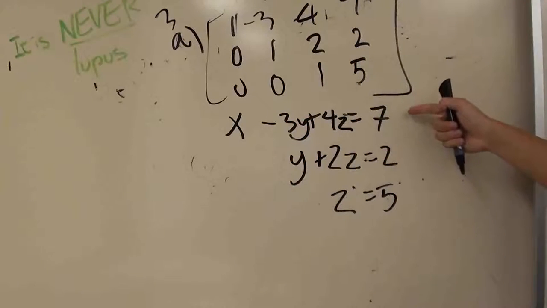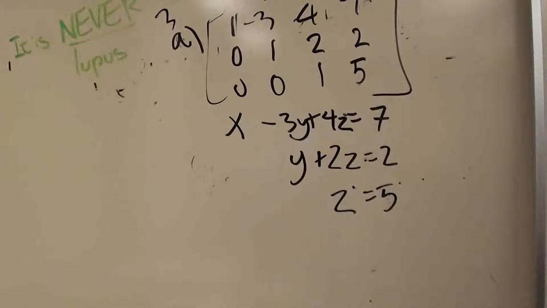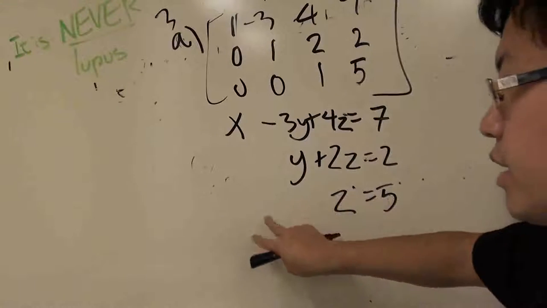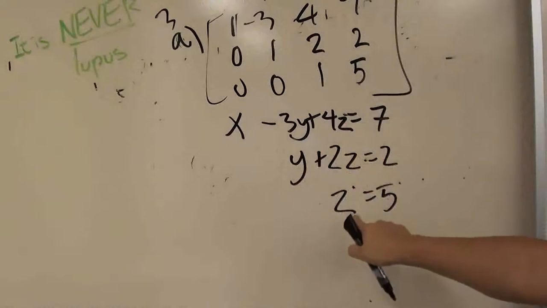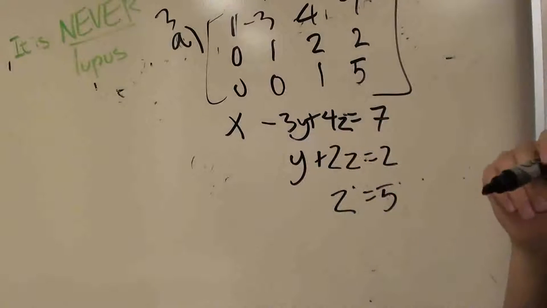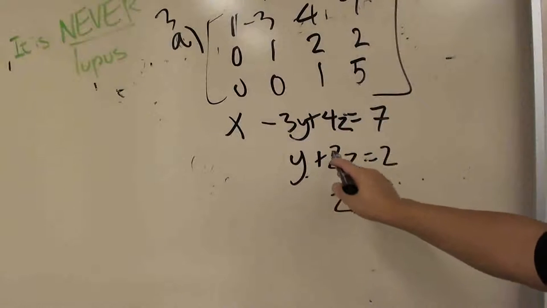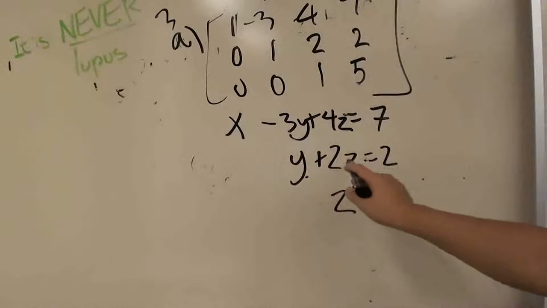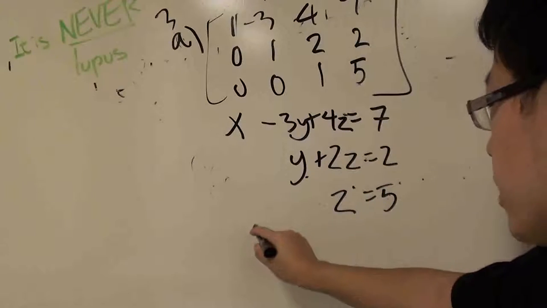The part where we actually get to solve these is what we call back substitution. But again, the name isn't really important, it's what you do, right? So anyways, z equals 5. We already know that, great. y plus 2z equals 2. So then, everyone knows algebra, right?